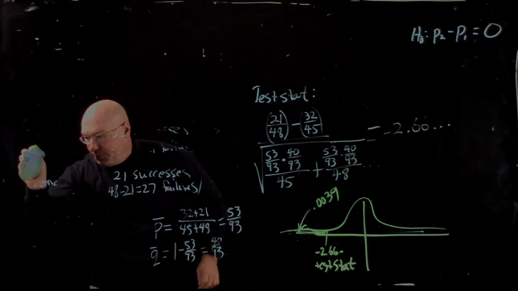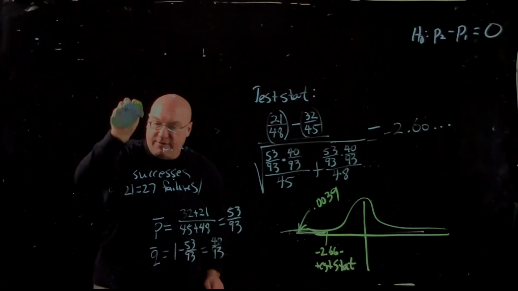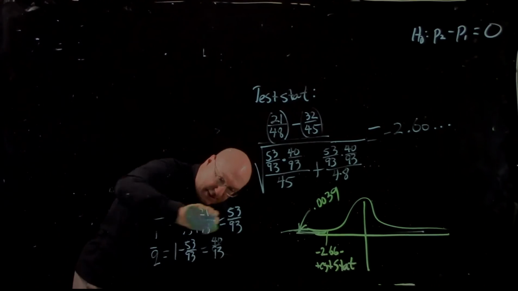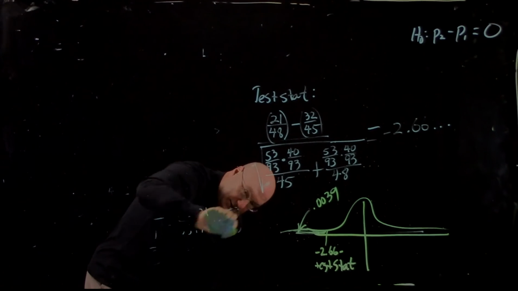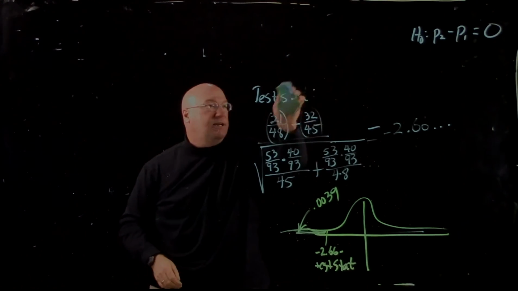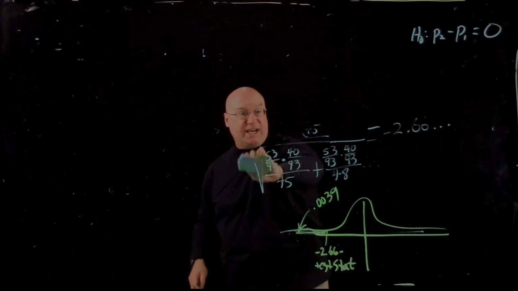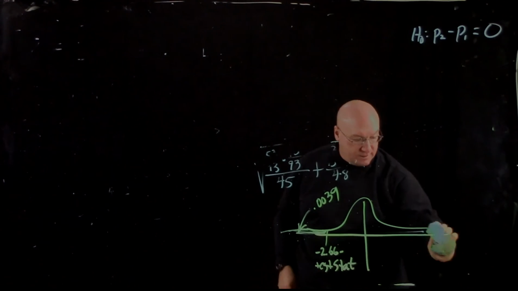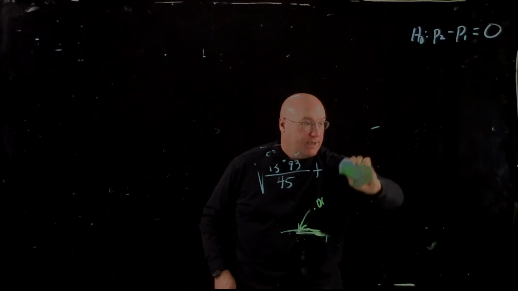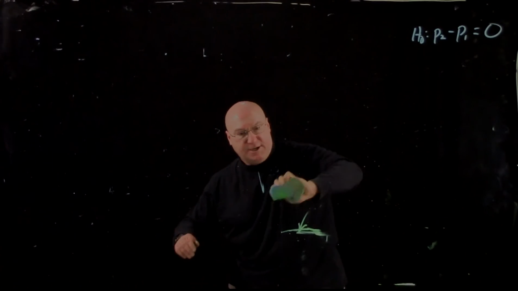That is a pretty small p-value. All right, it's less than 1%. So even at the 1% significance level, even at the 0.5% significance level, we would be rejecting the null, right? We would be rejecting the null. So I think we're going to reject the null here.